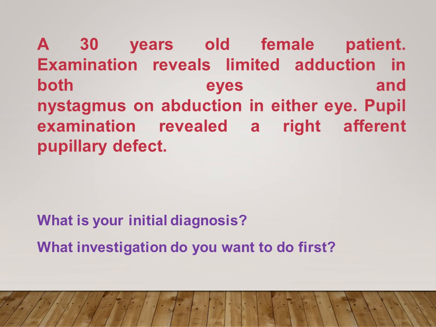My initial diagnosis is bilateral internuclear ophthalmoplegia associated with previous optic neuritis, as there is an abnormality in the pupil, which is a right afferent pupillary defect. Those are associated together in a young female. So multiple sclerosis is suspected, and the investigation to do is MRI brain to search for periventricular plaques.